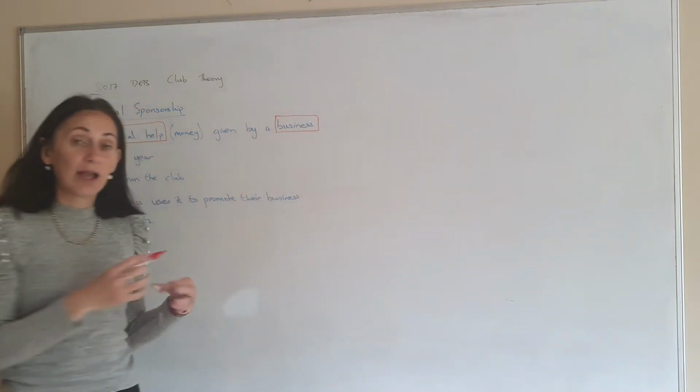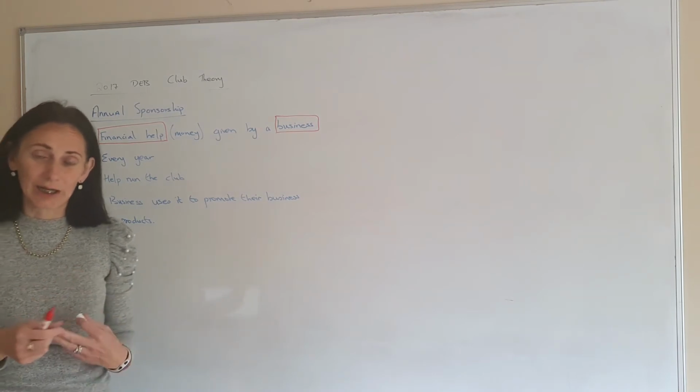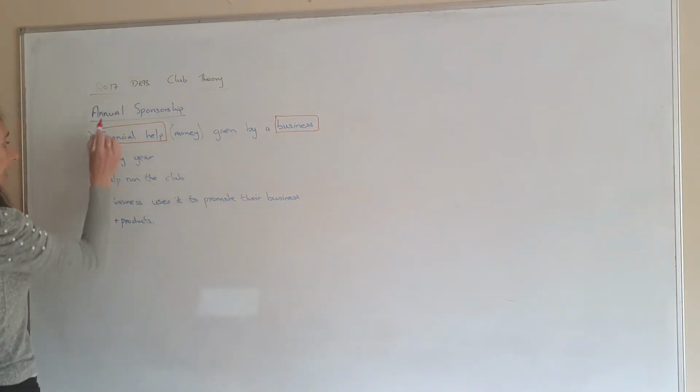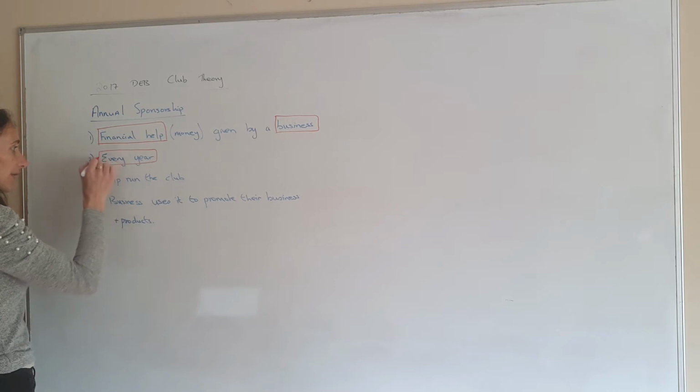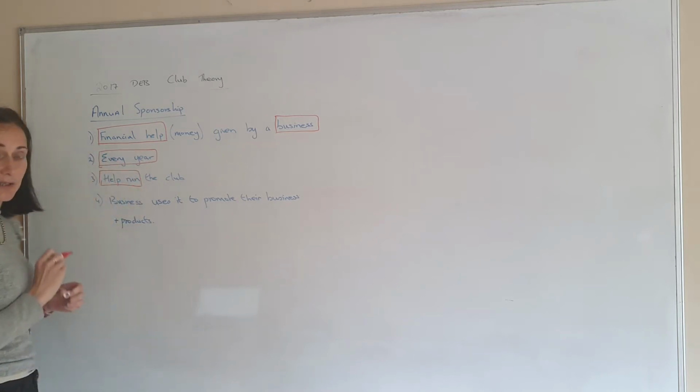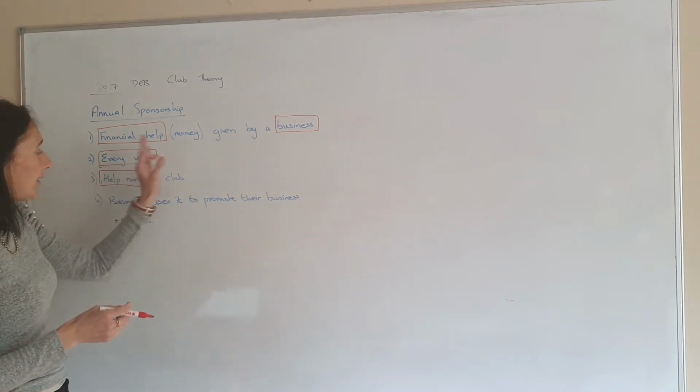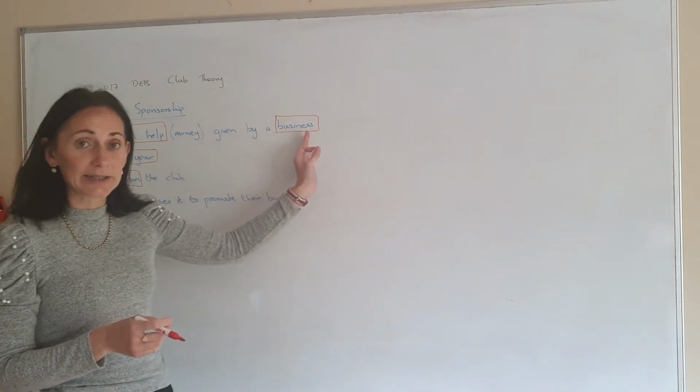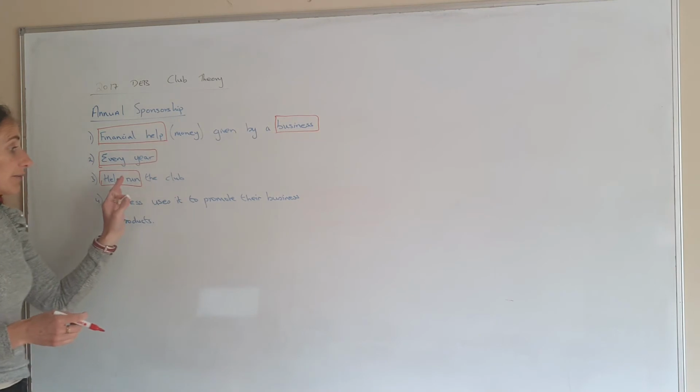So it's help. What type of help? It's financial, it's money help that you get from the business. Annual means every year. So they need the words every year. And what you use it for is to help run your business or your club. Okay, so it's financial help, it's given by a business, it's given every year, helps run your club.